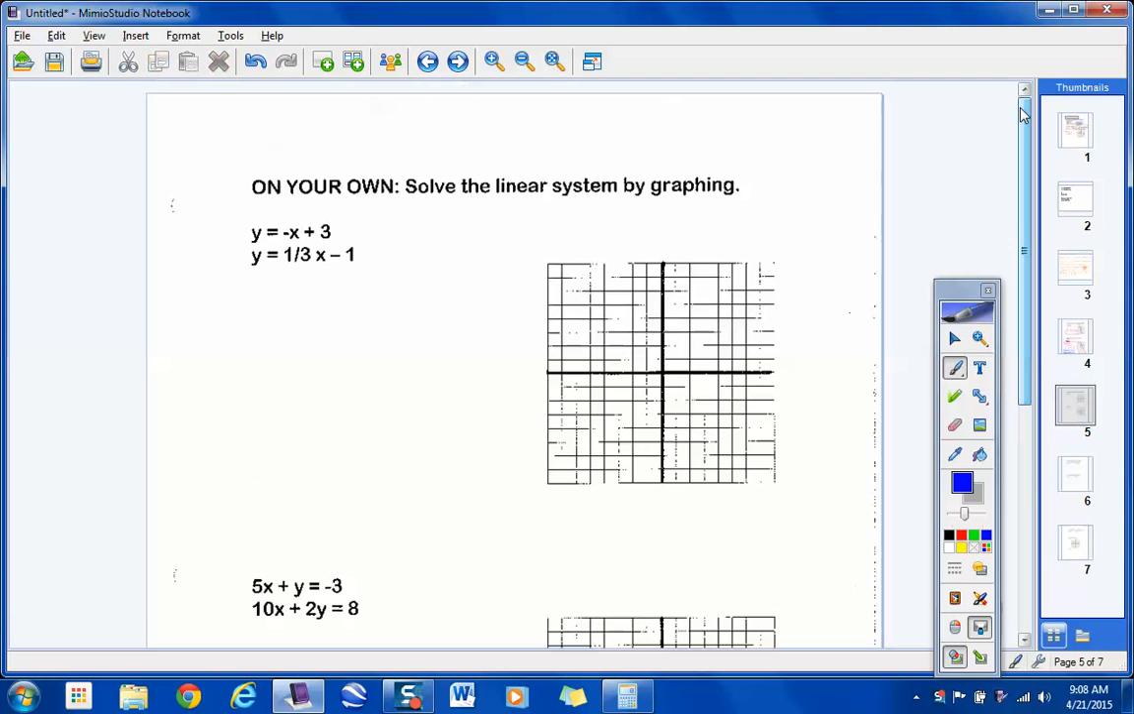Try these on your own. First one right here. Go ahead and see what you get for this one and this one. I'm going to give you about 3 minutes to try those. So go ahead and do that. First one's nice because y is alone in both. They're both slope-intercept form. So go ahead and give that a shot.